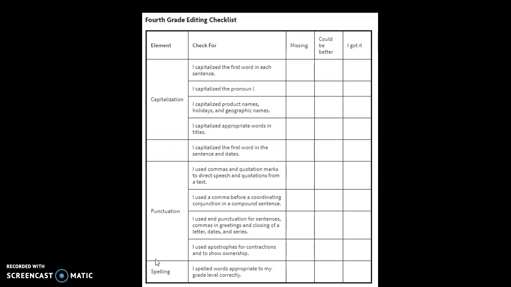The last section on our editing checklist is spelling. I spelled words appropriate to my grade level correctly. Yes, I did, so I put a check mark there that I got it.